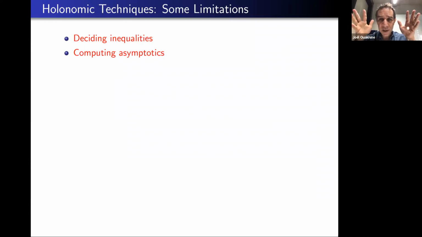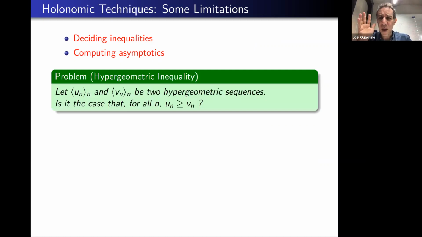So this setup is fantastic for proving equalities, identities. But one thing that's much harder is if you want to decide inequalities, and also if you want to actually compute asymptotics. So let me illustrate this by describing 3 problems of that nature.